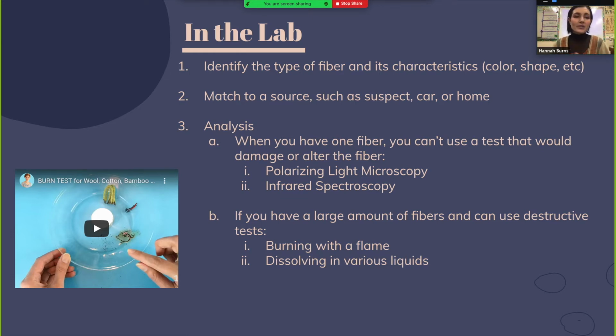There's two different ways that you can analyze fibers. If you have one fiber, you probably don't want to use a test that would destroy that fiber because it's the only one you have. So you might use polarizing light microscopy or infrared spectroscopy. These are ways to analyze a fiber but still keep it intact. Now, if you have a large amount of fibers, a pretty large sample, you could probably get away with burning a few pieces of that fiber. So you can use a more destructive test, like I had just mentioned before, burning something with a flame or dissolving something in a solution or a liquid. Depending on how that reaction occurs can let you know what kind of fiber you have.